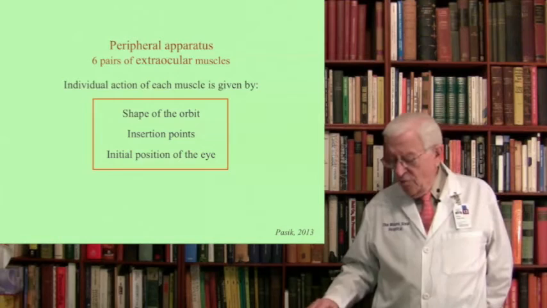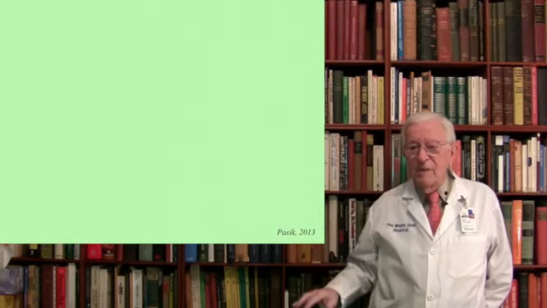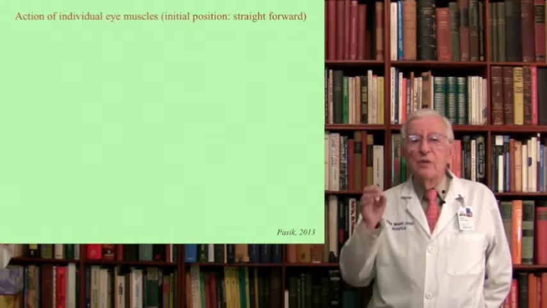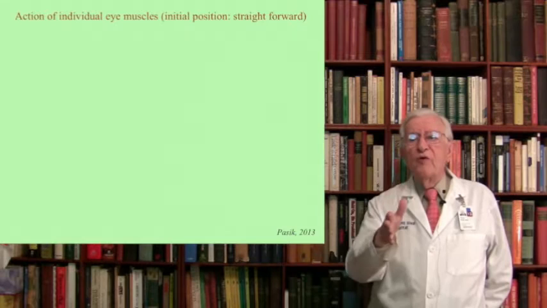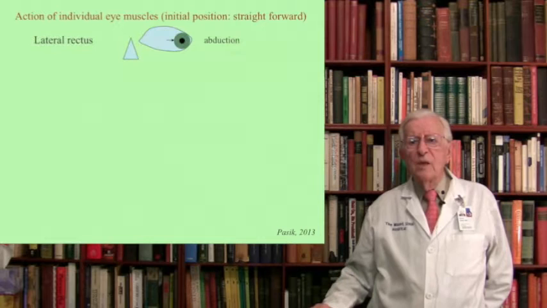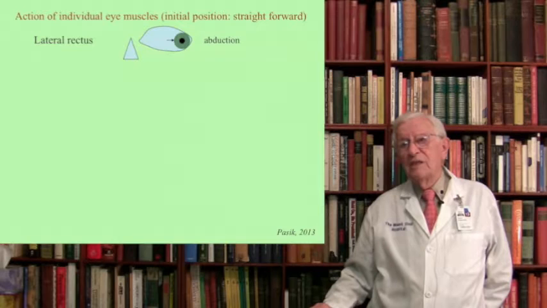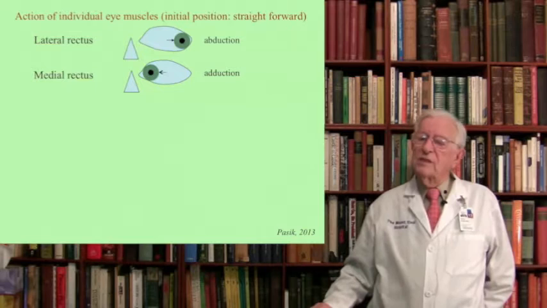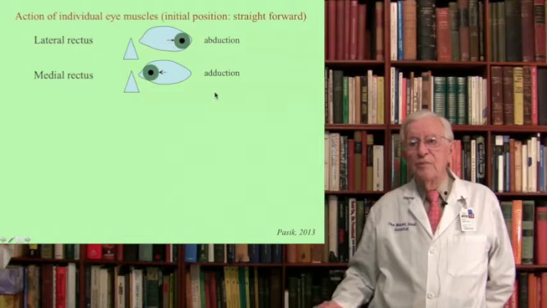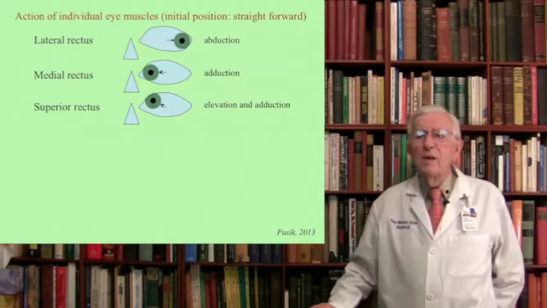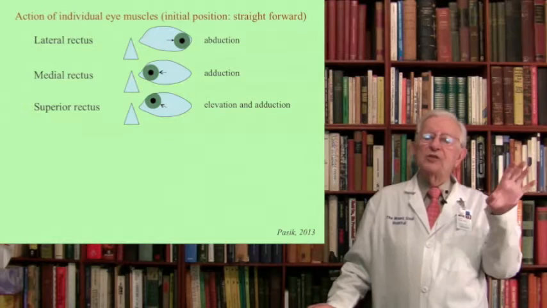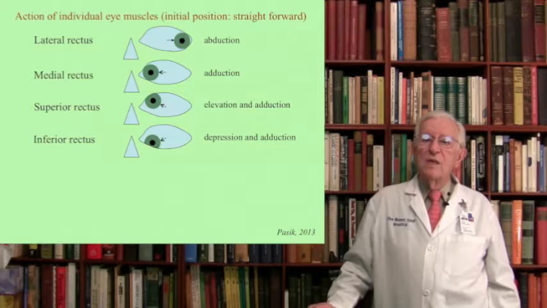So from the standpoint of having some idea of individual muscle action, let's consider what each of the muscles does when you look straight forward to start with. The initial position is looking straight forward. So you have the lateral rectus, which gives you abduction, meaning that the eye goes all the way out. The medial rectus, just the reverse, takes the eye all the way inward. You know, this is the nose, of course. Then you have a superior rectus that elevates the eye globe, but at the same time pushes it a little bit inward. So the eye goes in elevation and adduction. Then you have an inferior rectus that does just the reverse. It depresses the eye globe, but also pulls it inward.